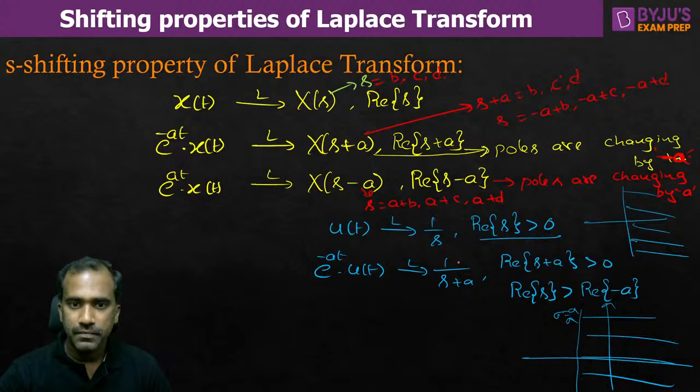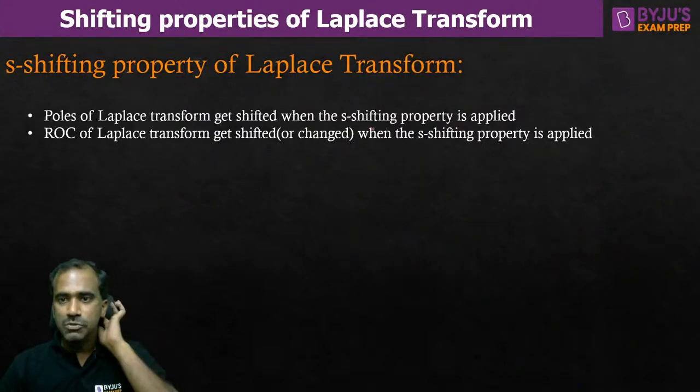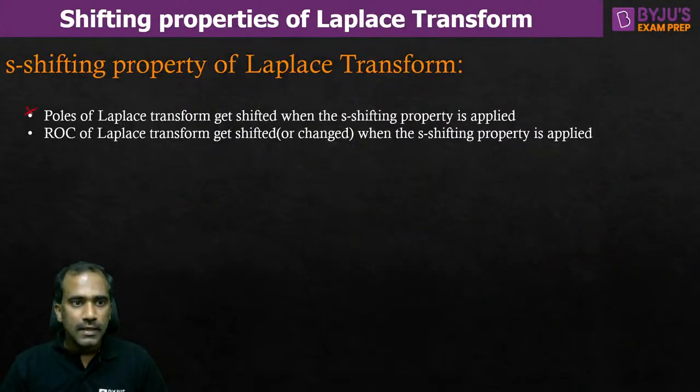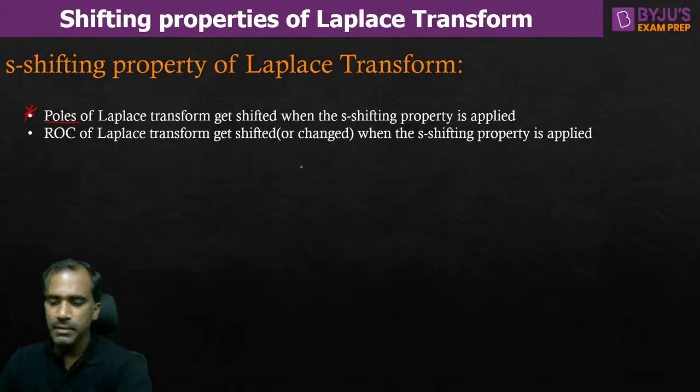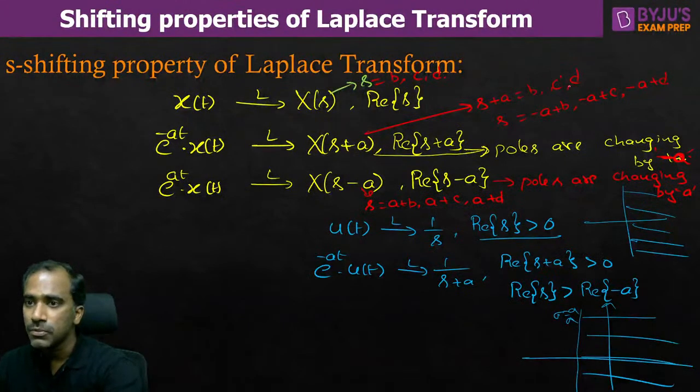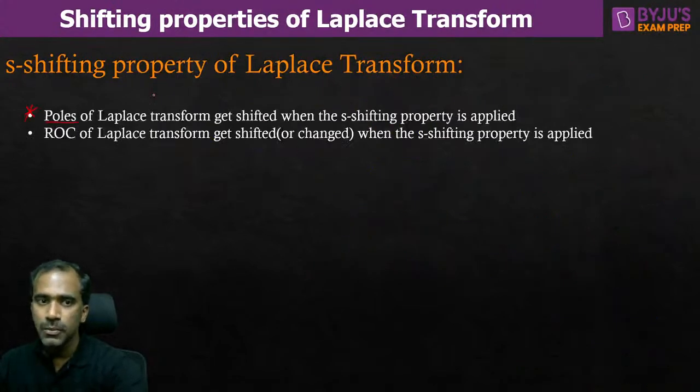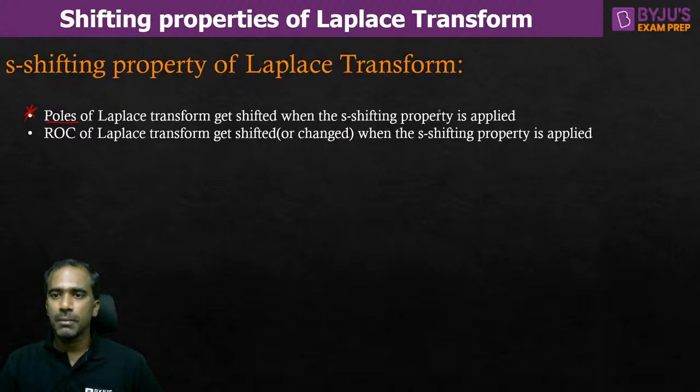Wonderful. Right. So let me put those points here. Poles of Laplace transform get shifted when a shifting property is applied. Correct? Earlier in the example, B, C, D are the poles. Now they are getting shifted by minus A here, whereas here they are getting shifted by plus A. So poles of Laplace transform will get shifted when a shifting property is applied. So the ROC of Laplace transform gets shifted when a shifting property is applied.